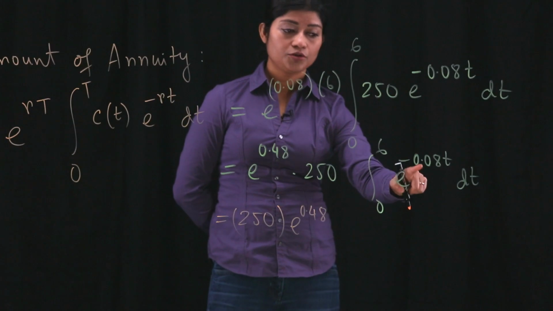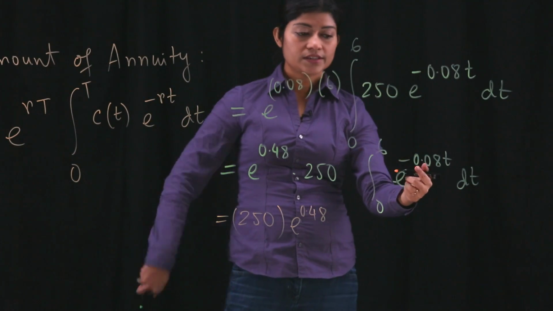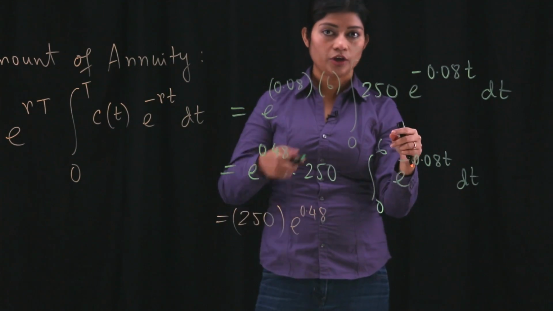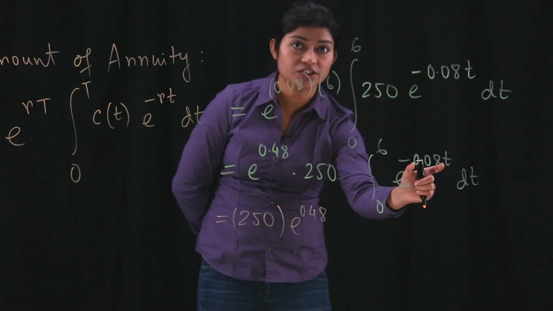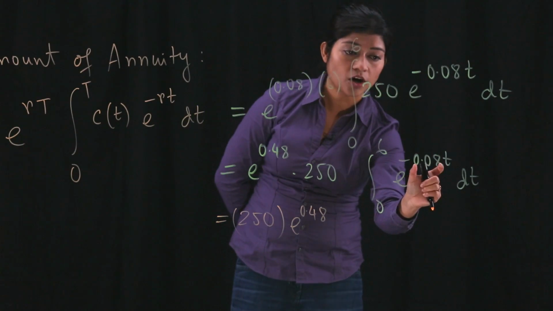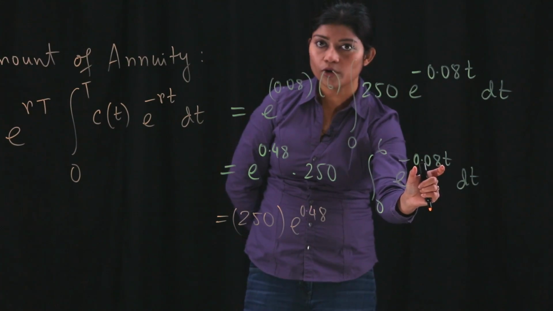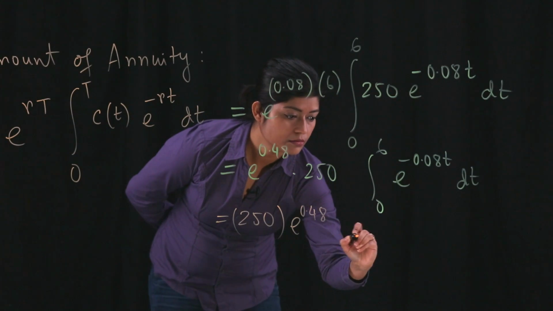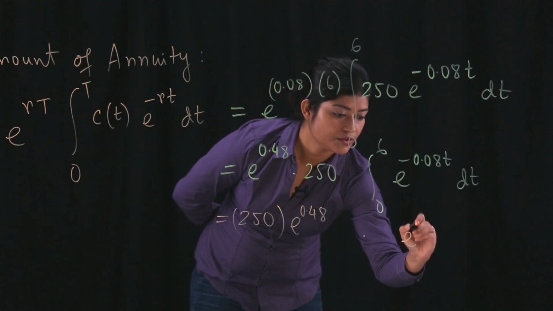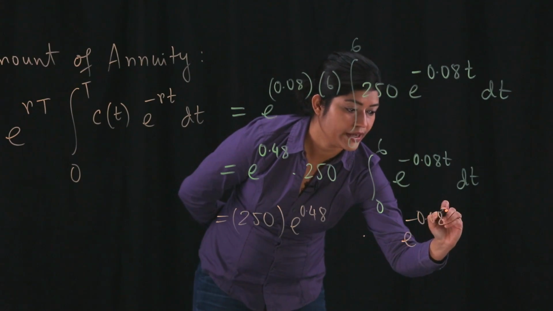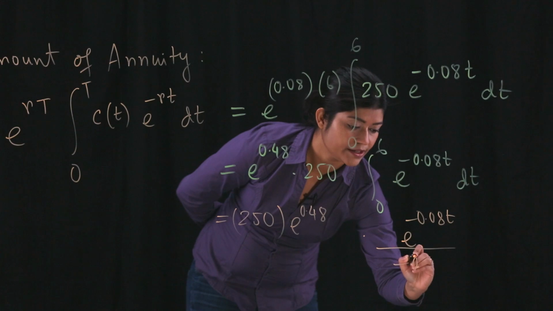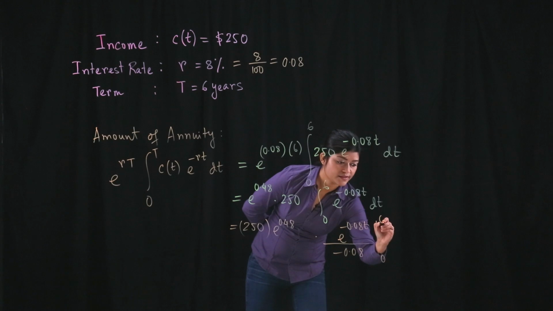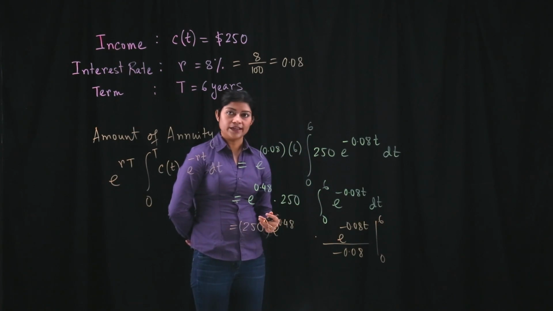Now, do you remember how to integrate an exponential function? See, the antiderivative of an exponential function is itself, but we also have to be a little bit careful because, see, this is not just e to the t. It's e to the power a constant times t. And therefore, you will have to divide by that constant. It's the chain rule. Okay, so this is times e to the negative 0.08 t divided by negative 0.08. That's the antiderivative. And then you plug in 6 and 0 into that function.